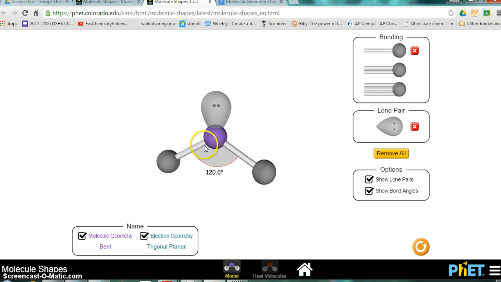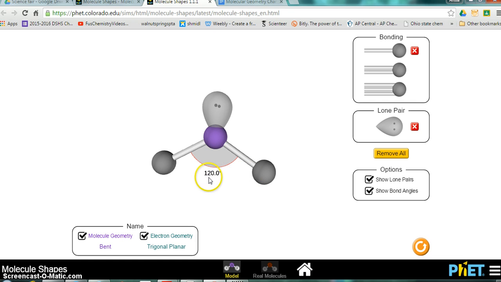So here's the central atom. We have 1, 2 bonds. We have 1 lone pair. So there's still 3 groups of electrons, but now one of them is a lone pair. So our actual molecular geometry is now bent. So you can see it looks like a bent structure right there, okay?